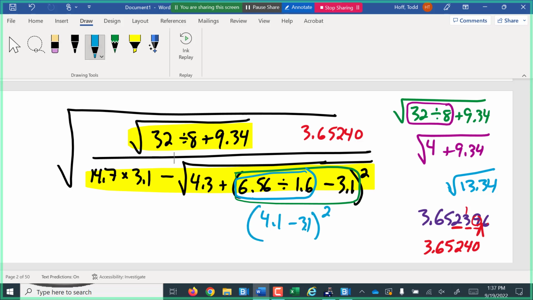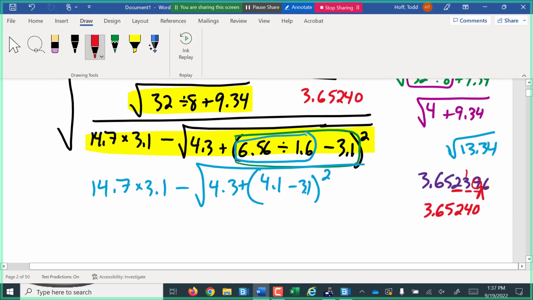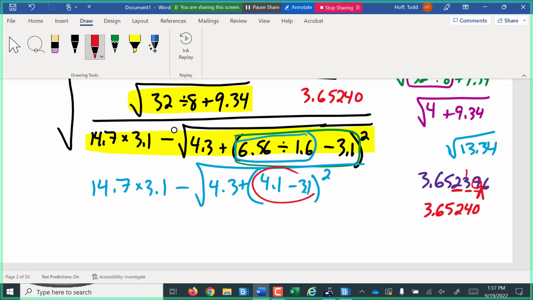So 4.1 minus 3.1 is what is left inside that radical, or inside that parentheses, I should say. All that's left is to do that subtraction. What do we get when we do 4.1 minus 3.1? 1. There we go. And just to save time, what's 1 squared? Just 1. Perfect.